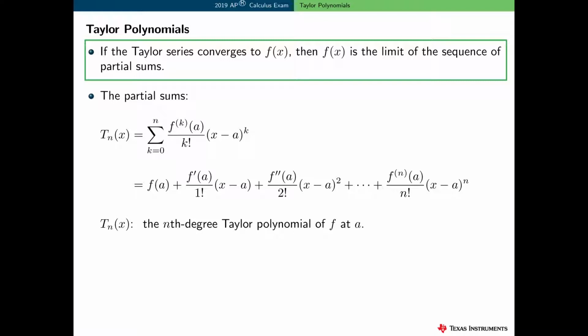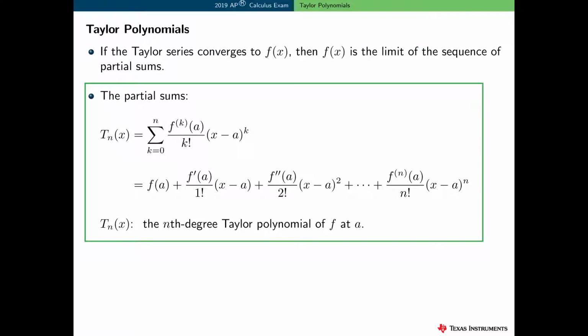So, how do we show that a function f is equal to its Taylor series? Well, if the Taylor series converges to f of x, then f of x is the limit of the sequence of partial sums. So it makes sense that we look more closely at the partial sums. Well, here's an expression of the nth partial sum, and this is called the nth degree Taylor polynomial of f at a.